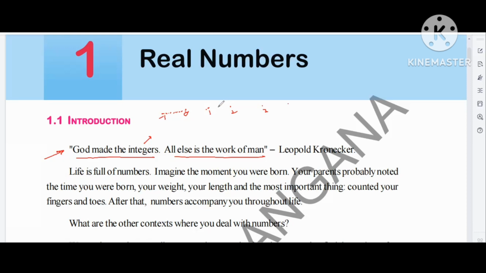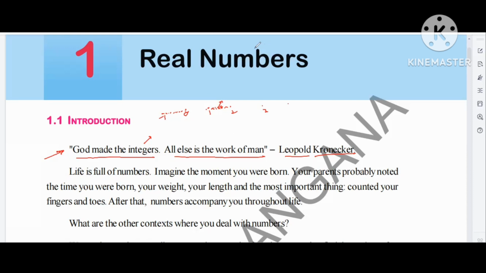I told you already, every point on the number line is either a rational or an irrational number. The line is a set of infinite points, so there exist infinite points between any two points, and each represents a rational or irrational number. According to Leopold Kronecker, God made only the integers, and all the remaining work we did, as human beings. There is a lot of research on numbers.